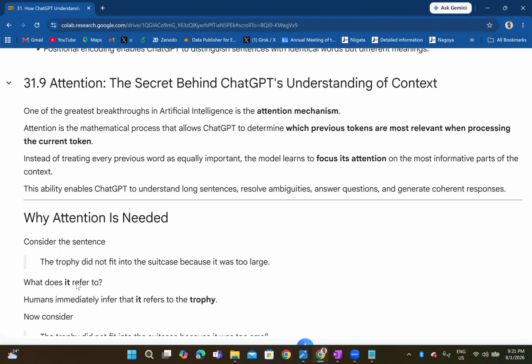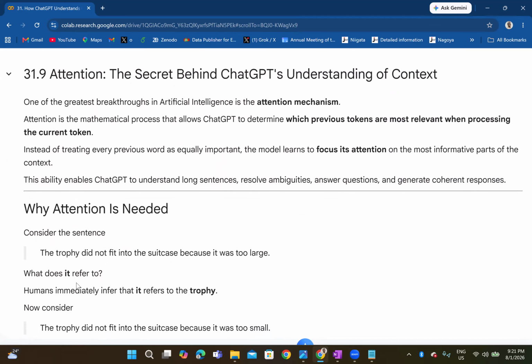So, talking about attention, the last video was totally dedicated to attention, to the idea of transformers, which came with attention. The secret behind ChatGPT's understanding of context, one of the greatest breakthroughs in artificial intelligence, is the attention mechanism. Attention is the mathematical process that allows ChatGPT to determine which previous tokens are most relevant when processing the current token. Instead of treating every previous word as equally important, the model learns to focus its attention on the most informative parts of the context. This ability enables ChatGPT to understand long sentences, resolve ambiguities, answer questions, and generate coherent responses.